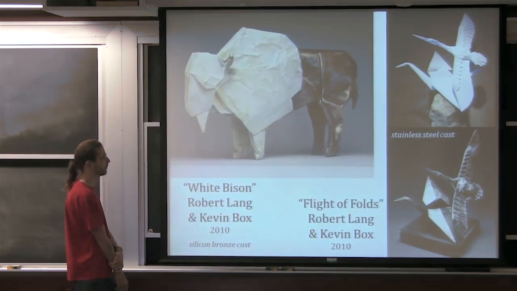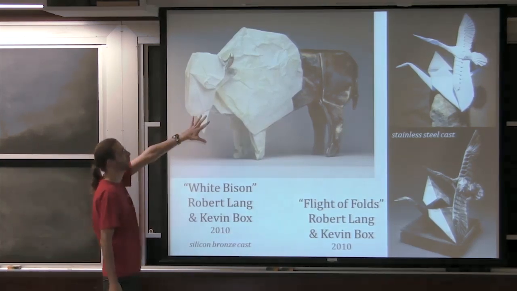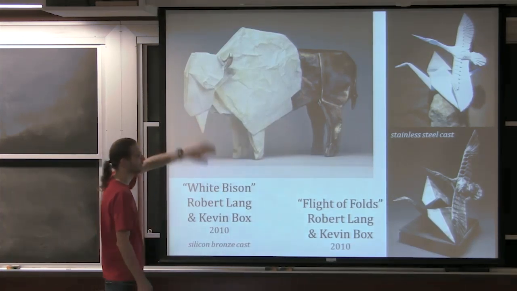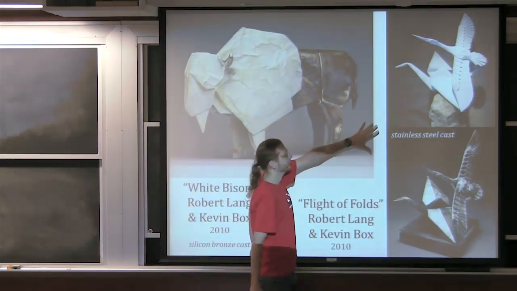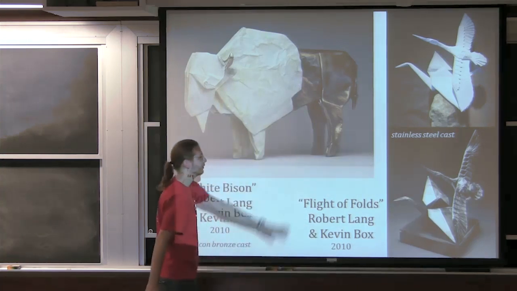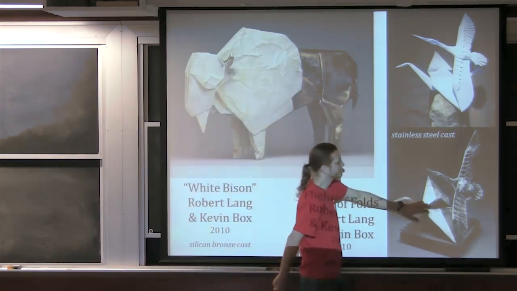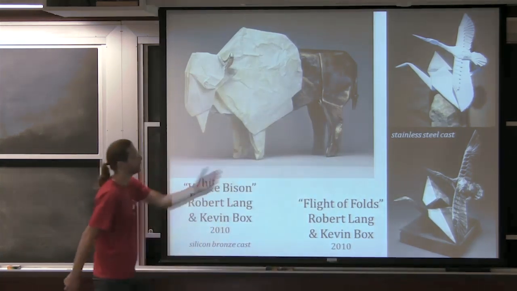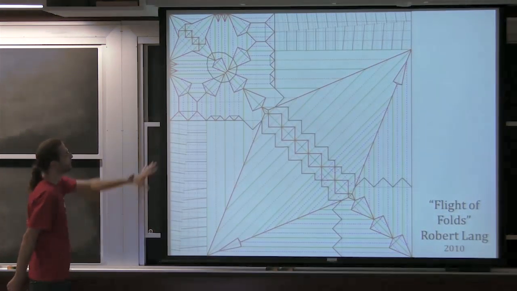So Robert Lang has done a bunch of these with a guy named Kevin Box, where they take a paper model and cast or partially cast it, in this case in bronze, in these cases stainless steel. So these are two: this is like a traditional origami crane and a Robert Lang complex crane. And for fun, the crease pattern for those two looks like this.